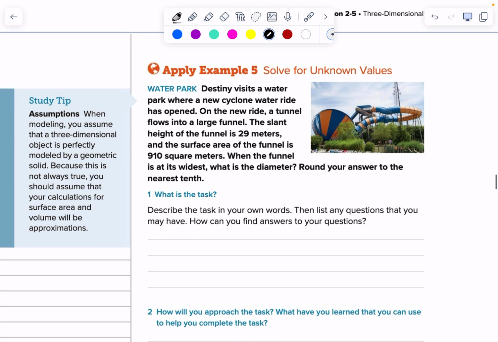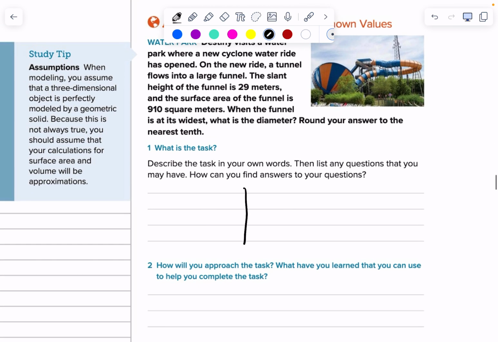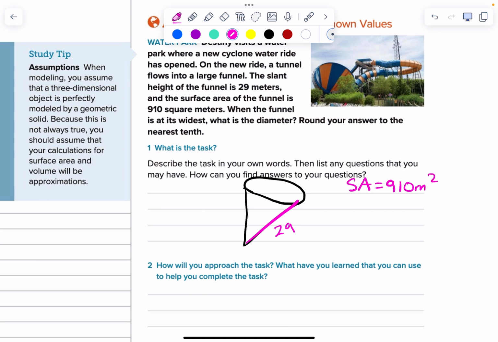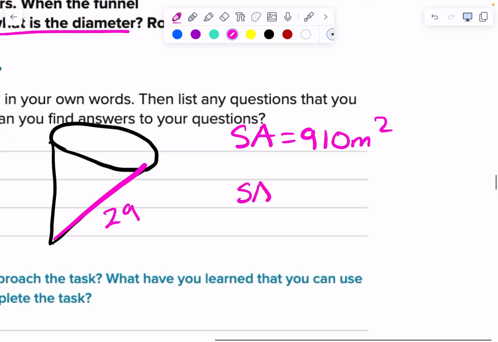On the new ride, a tunnel flows into a large funnel, which is the shape of a cone. The slant height of the funnel is 29 meters. So this is 29. And the surface area is equal to 910 meters squared. At its widest, what is the diameter? Oh, crap. We're working backwards. How do I find the surface area of a cone?